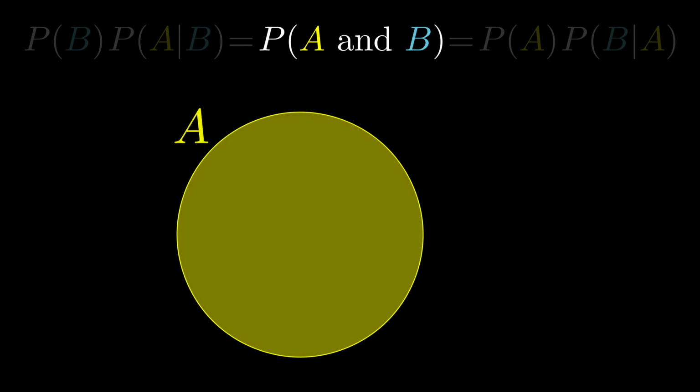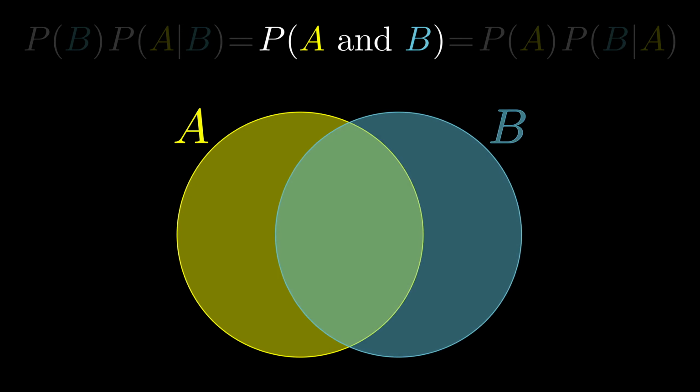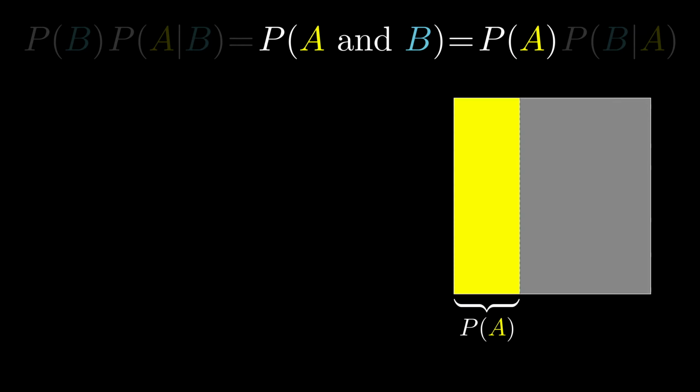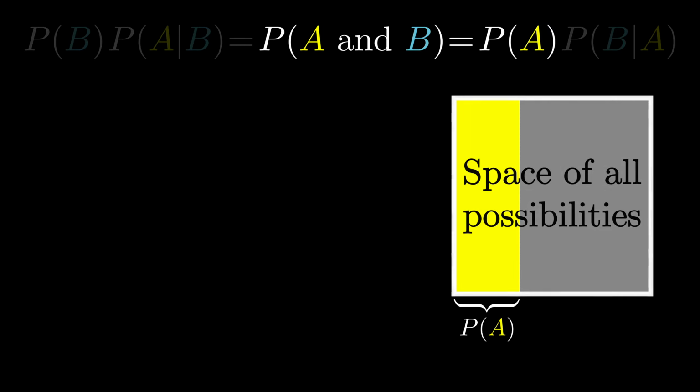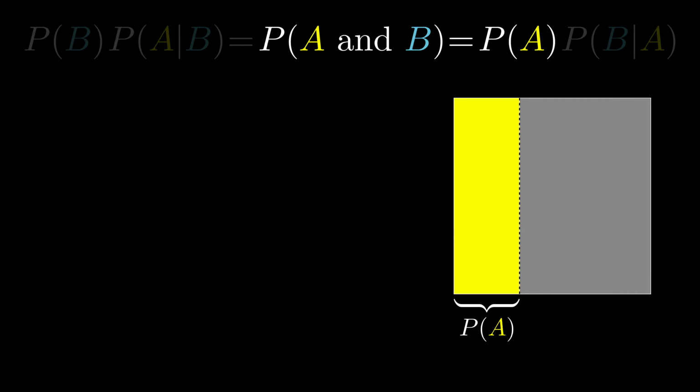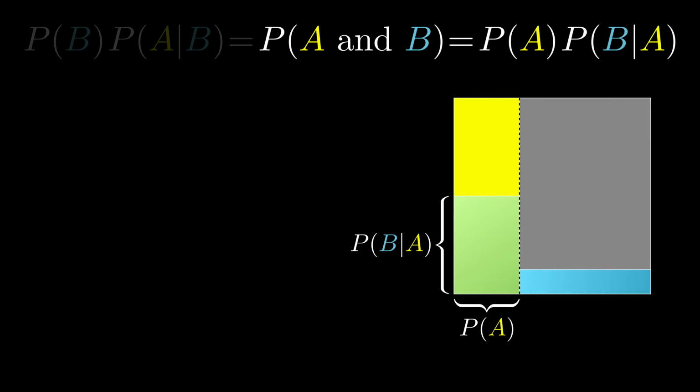Let's say there are two events, A and B. What's the probability that both of them happen? On the one hand, you could start by thinking of the probability of A, the proportion of all possibilities where A is true, then multiply it by the proportion of those events where B is also true, which is known as the probability of B given A.